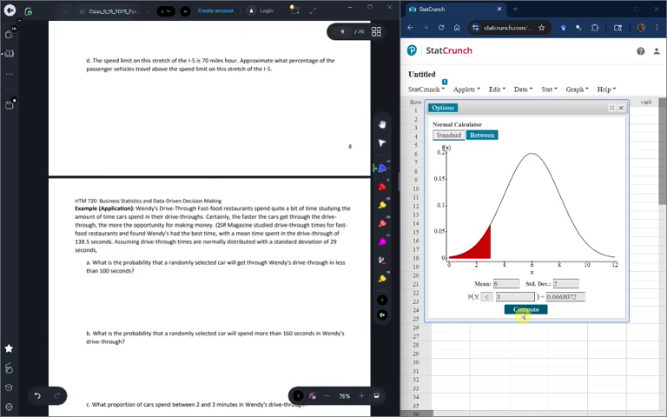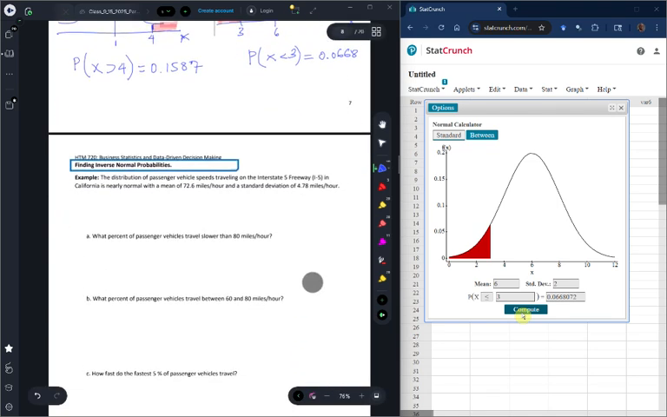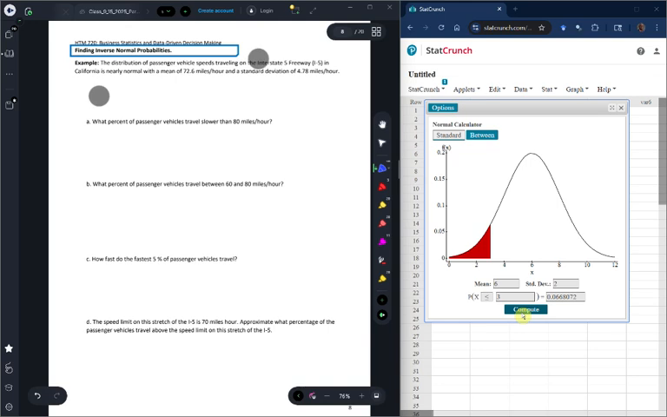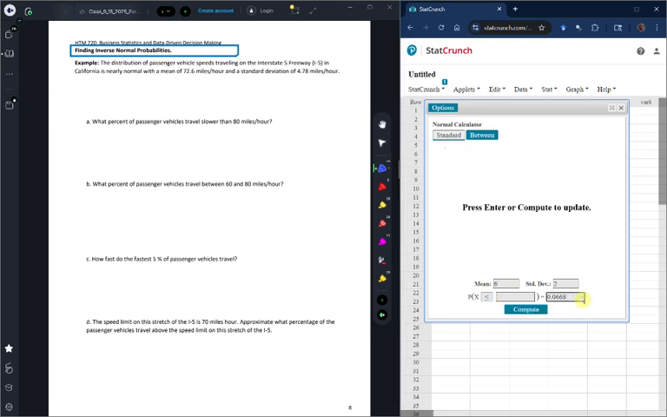Let's see if we have more questions. Here we're looking at inverse normal probabilities. I want to introduce a case where rather than supplying the mean, the standard deviation, and the value so that StatCrunch helps us compute the probability, we provide StatCrunch with the probability so that it provides the threshold values for us. That is the idea of finding inverse normal probabilities, and this example will illustrate that.